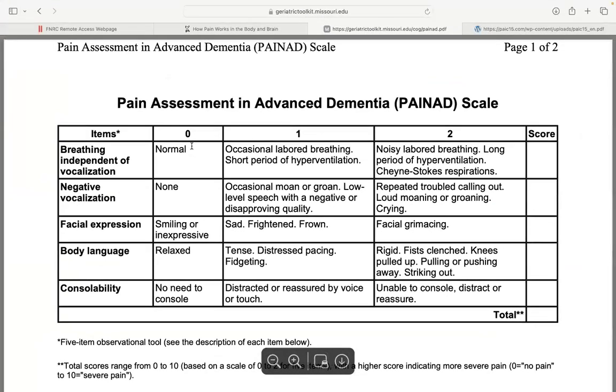It looks at the items on the far left. It's looking at their breathing. Are they having labored breathing, short periods of hyperventilation or noisy breathing? Are they moaning, groaning? Are they crying? That's something else to look at in someone who might have dementia or is not able to verbalize what's going on. Facial expressions, body language. Are they relaxed? Are they tensed? Are they rigid? Are they able to be distracted or are they not?